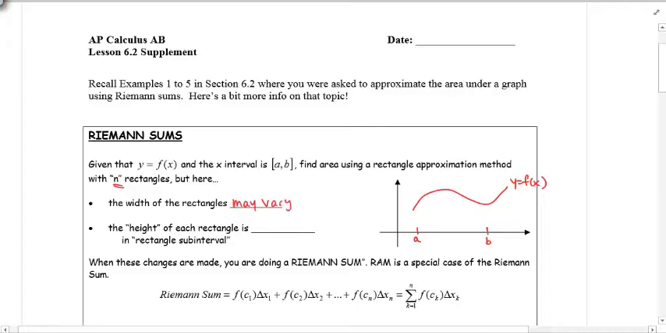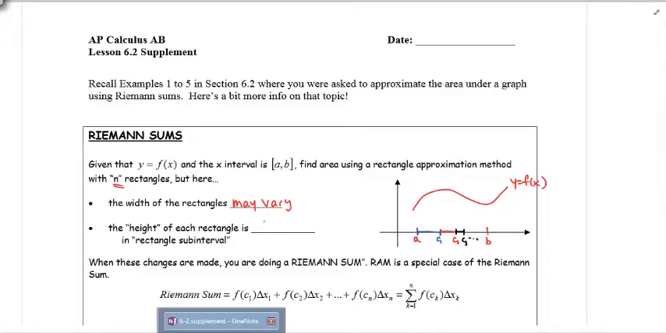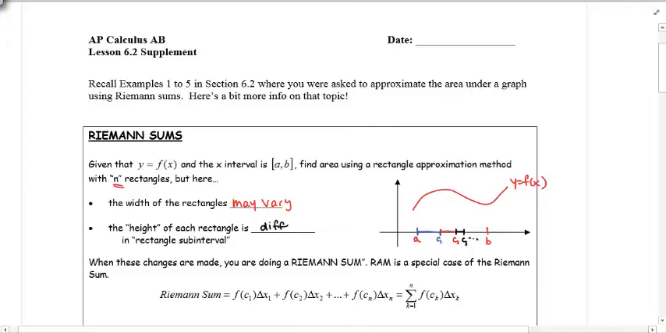Okay, so for example, maybe the first width from a to wherever is that. I'm going to call that position here c sub 1. Maybe my second interval is smaller. Here we go, c sub 2. Maybe my third one is even smaller than that, c sub 3, and so on, right? The widths are all different. So I'll go dot, dot, dot. Now notice the height of each rectangle is also different in each of the rectangle subintervals.